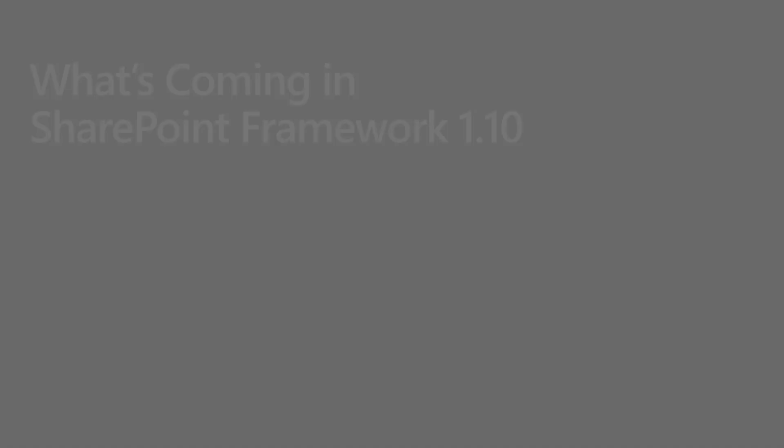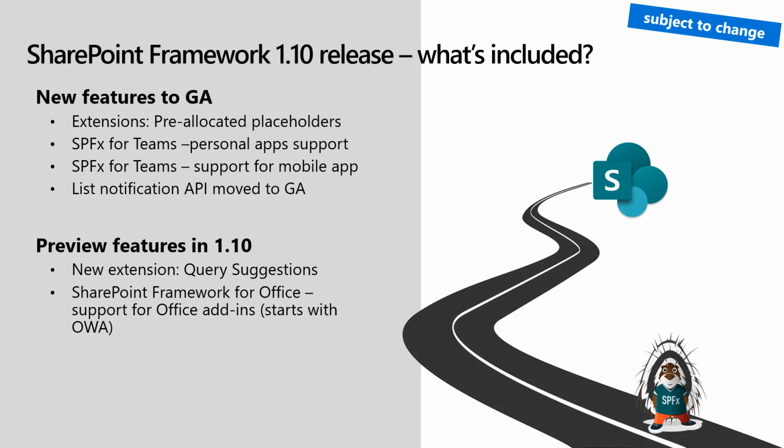Now, as part of the messaging at Ignite 2019 and also at other conferences, we've been telling that in 1.10, these are the features which we are releasing. So 1.10 will have an add-on capability for extensions, which is pre-allocated placeholders. So you're able to reduce the flickering, so to say, on the screen when the top placeholder, as an example, is being rendered.